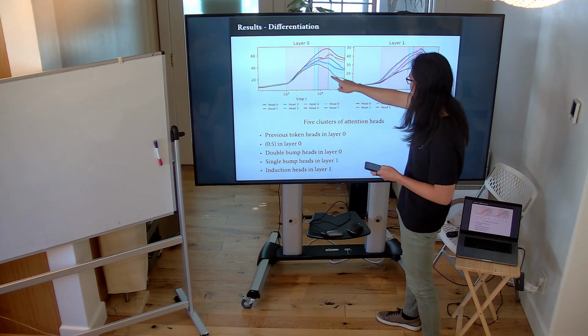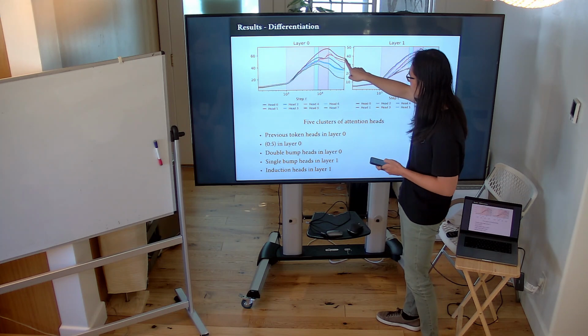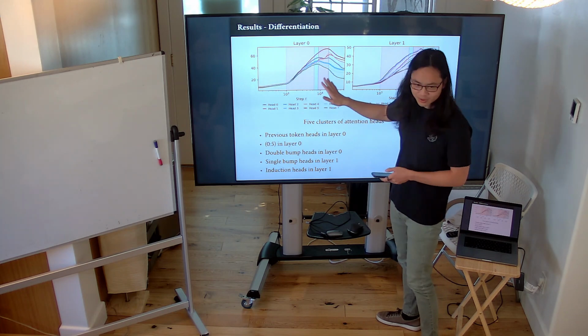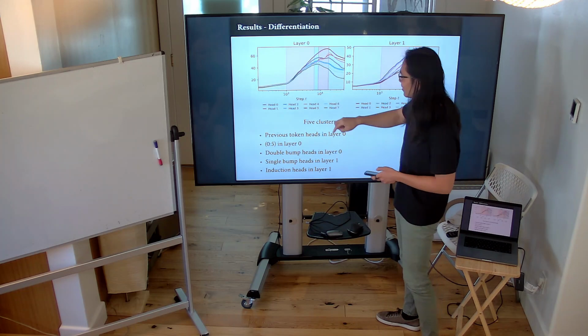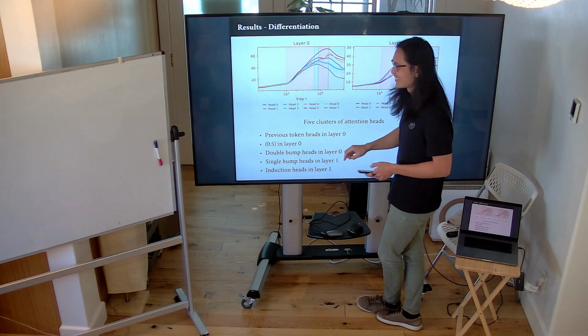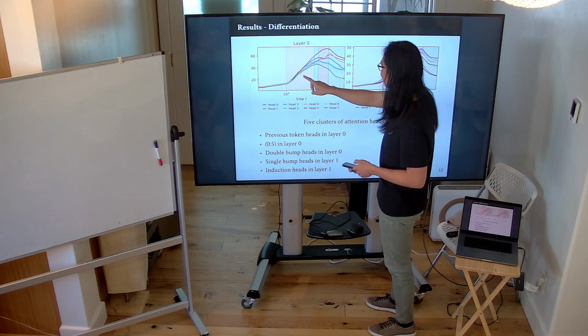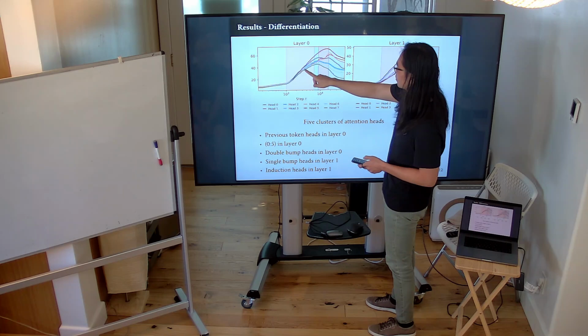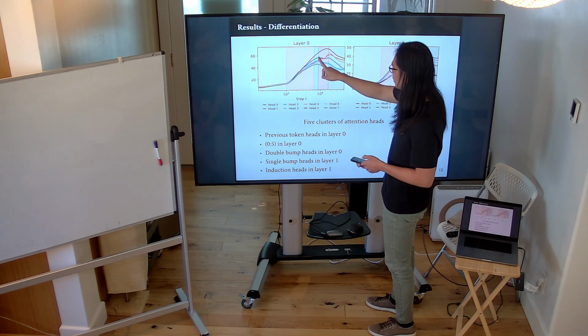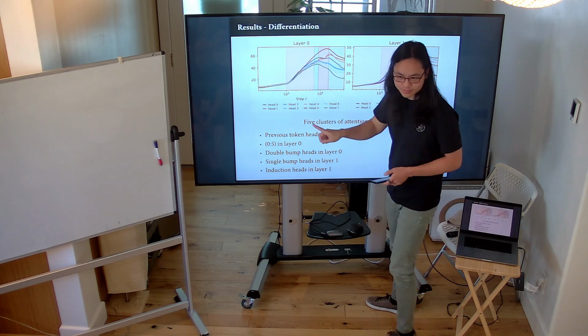We have this other head, this red one, which is head 0.5. We're not going to talk about this one too much in this talk, but it's off doing its own thing. And then you have these other heads in layer 1 that all share the same shape: a rise, then a peak, then a second peak, and then a fall.